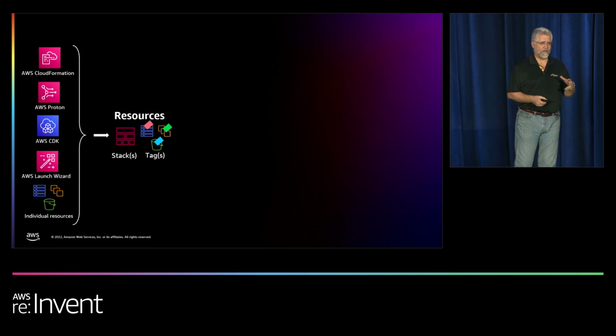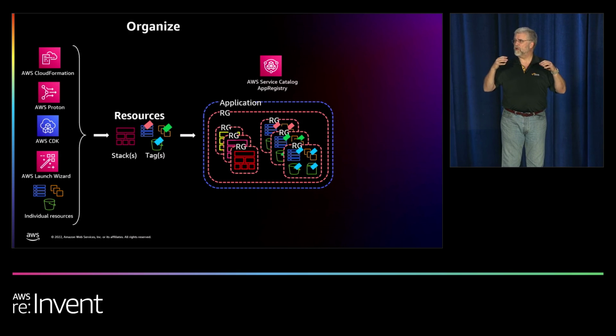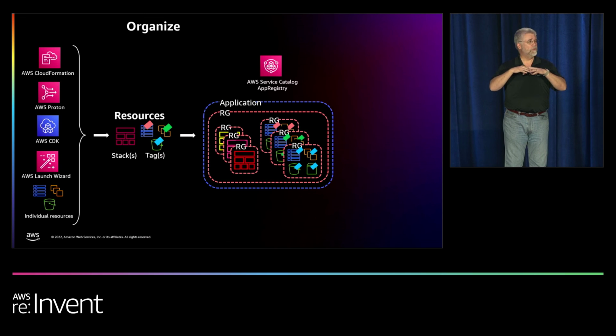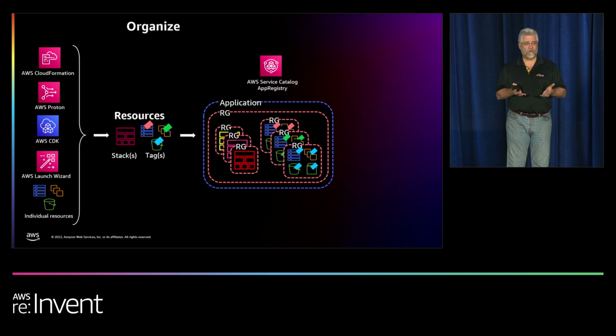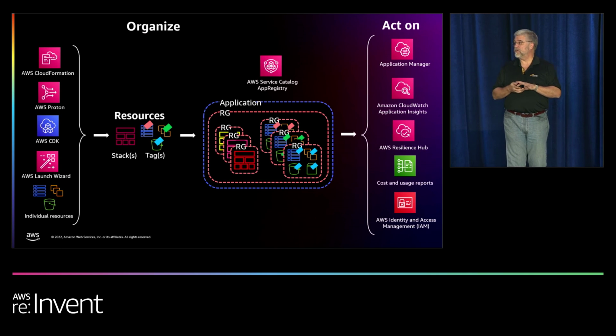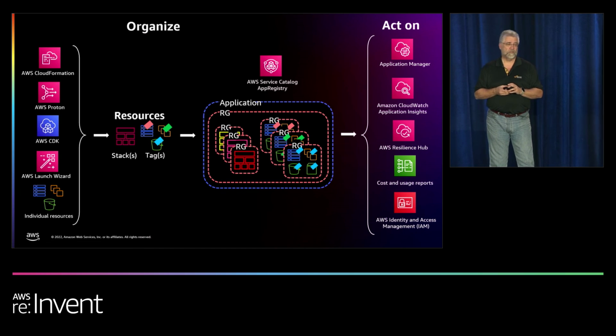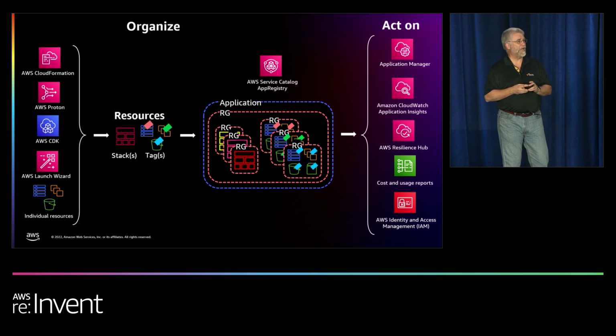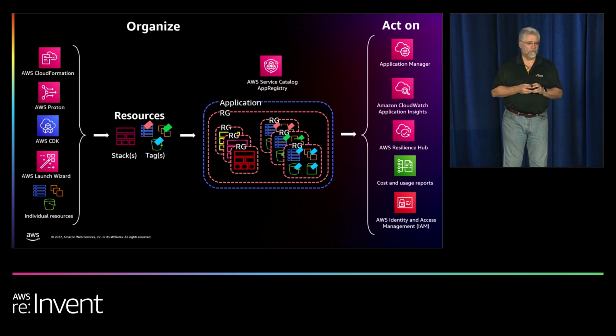If you take advantage of AppRegistry, it will do a lot of simplifying for you. It will put a resource group around all the resources so that you have something you can reference, and it will ensure that there are tags placed on the resources that are part of the application as well, so that you later on can take advantage of the ecosystem of services that we have that actually can act on a group of resources.